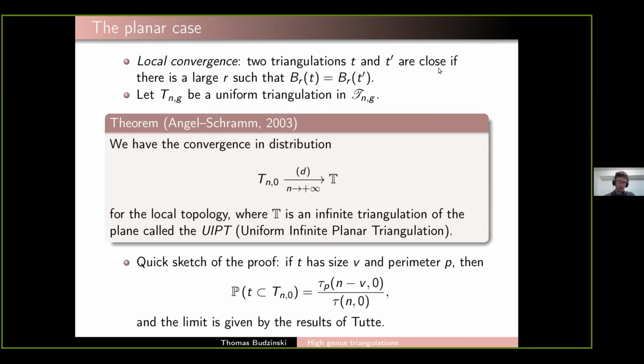Okay, so now a very natural idea for a probabilist is to take a triangulation uniformly at random among all the triangulations with size n and genus g. This is what I call T_{n,g}. And in the planar case, we have the following result of Angel and Schramm, which was one of the starting points of the theory of random planar maps. Uniform triangulations of size n and genus 0, so triangulations of the sphere, converge in distribution when the size goes to infinity to this big T, which is an infinite triangulation of the plane. So this is what we call the UIPT, for uniform infinite planar triangulation.